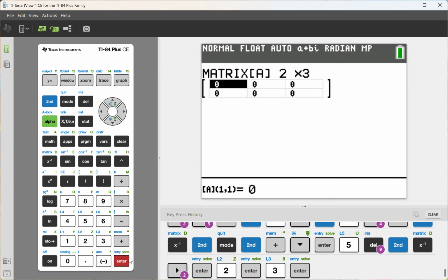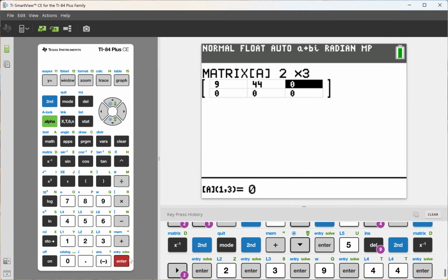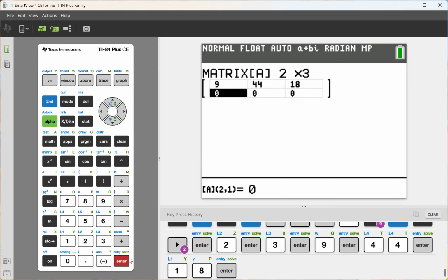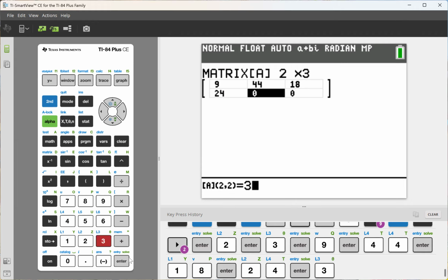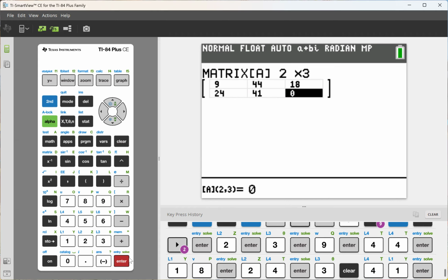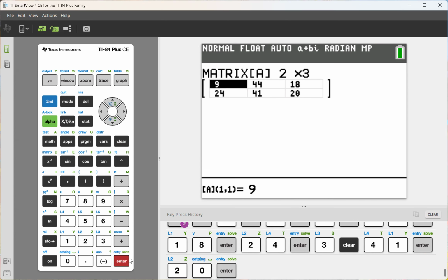So the A row was 9, 44, and 18. And then when I hit that last element and enter it, it drops me down to the second row. The second row was 24, 41, and 20. Now I'm going to do a quick check of that to make sure that I have all those elements entered correctly, and I do. So I have the first table inputted into my calculator in matrix A.